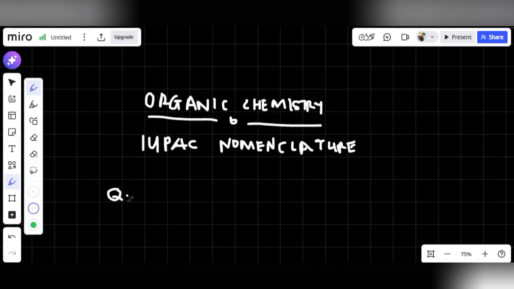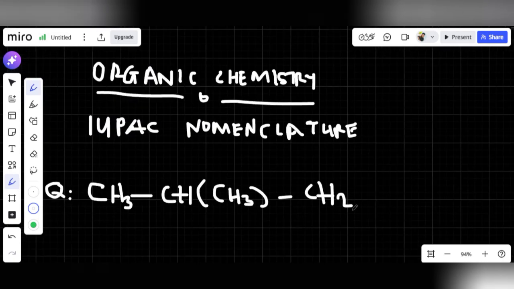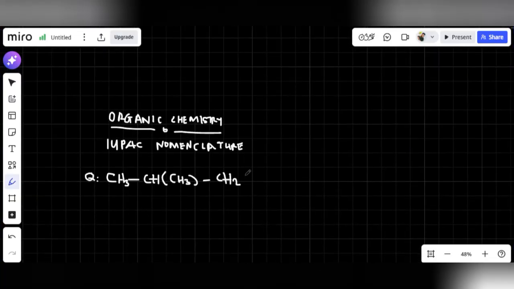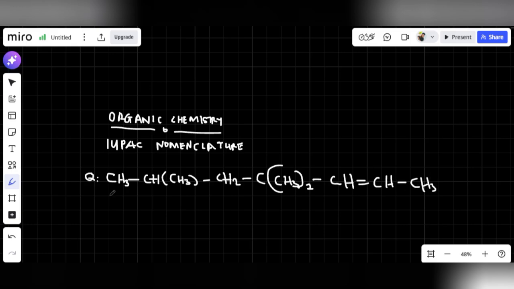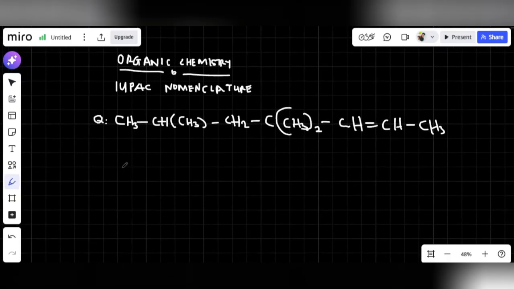So I sent this question. Let's say this is your UTME question, and you are asked to name a compound like CH3, CH, open bracket, CH3, attached to CH2, attached to CH2, then attached to C, then the C is attached to CH3 twice, then that is also attached to CH, double bond, CH again, and then finally a CH3.